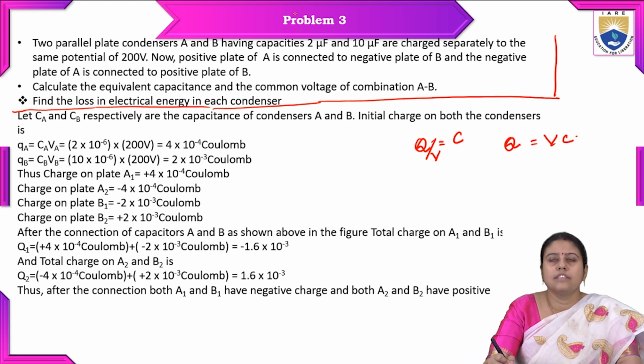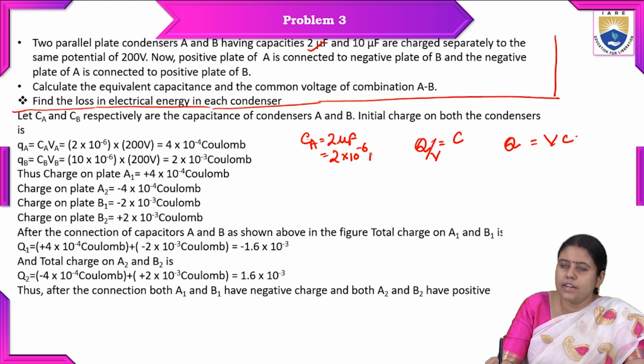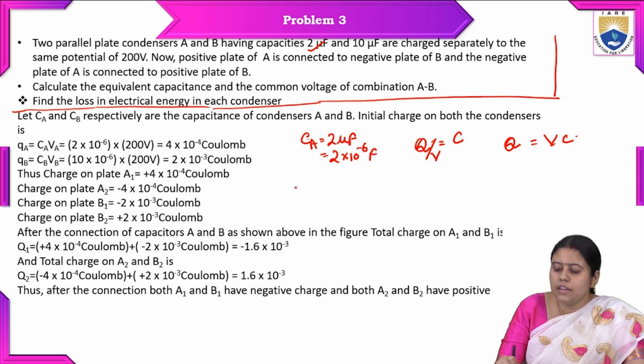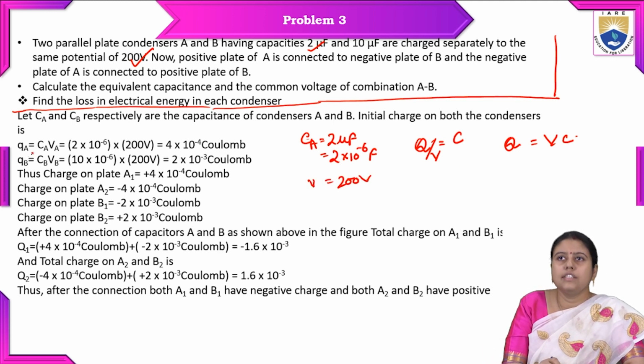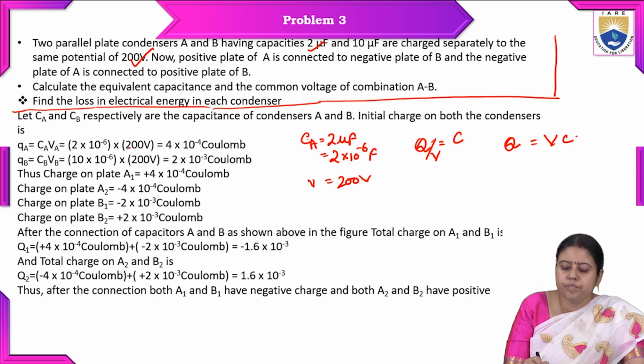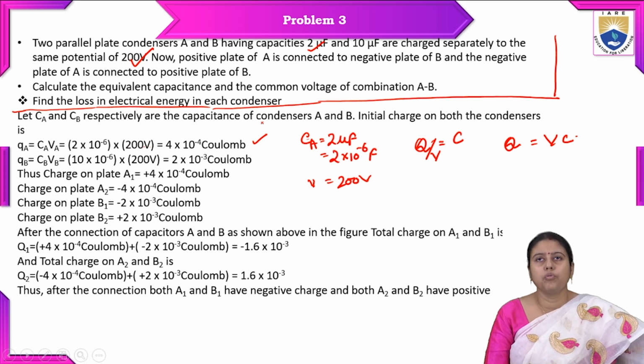For the first condenser, A, it is 2 microfarad. So CA is equal to 2 microfarad, which is 2 into 10 to the power minus 6 farad. What is V? V for both cases is equal to 200 volt. So what is the total charge? Q is equal to V into C, 200 into 2 into 10 to the power minus 6, and we get the value 4 into 10 to the power minus 4 coulomb.